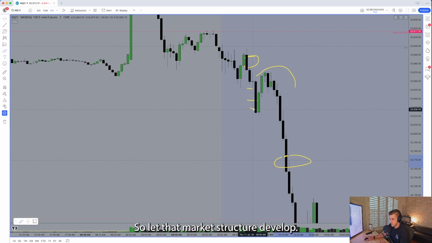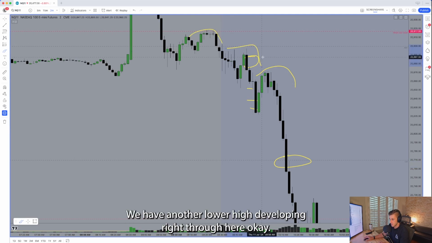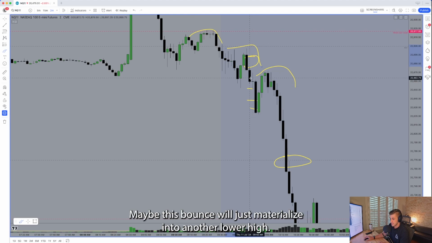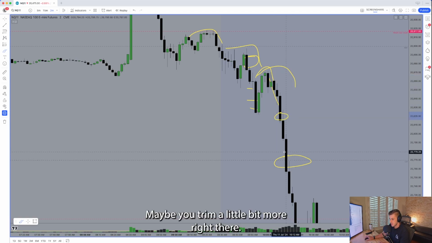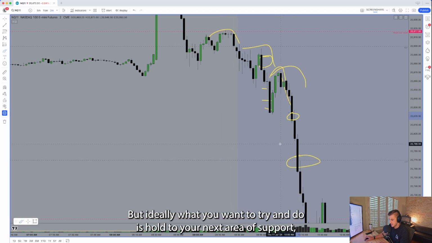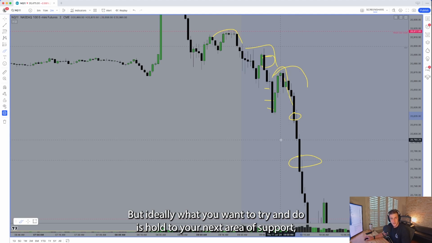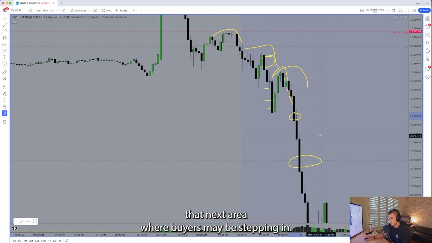So let that market structure develop. We have a lower high right through here. We have another lower high developing right through here. Okay, maybe this bounce will just materialize into another lower high. That's exactly what it does. So you continue to hold the position. Maybe you trim a little bit more right there, but ideally what you want to try and do is hold to your next area of support, that next area where buyers may be stepping in.